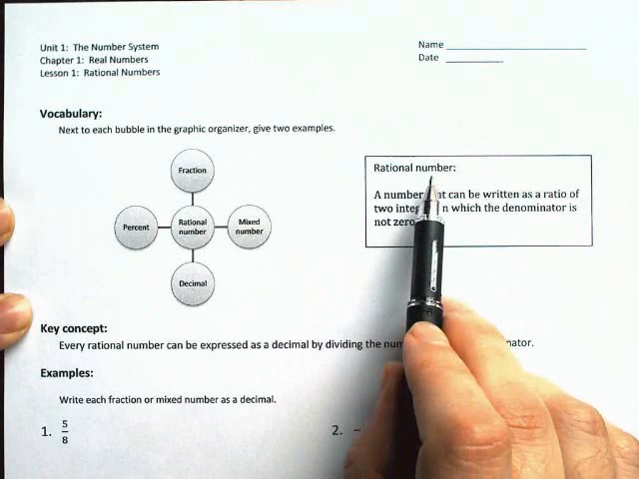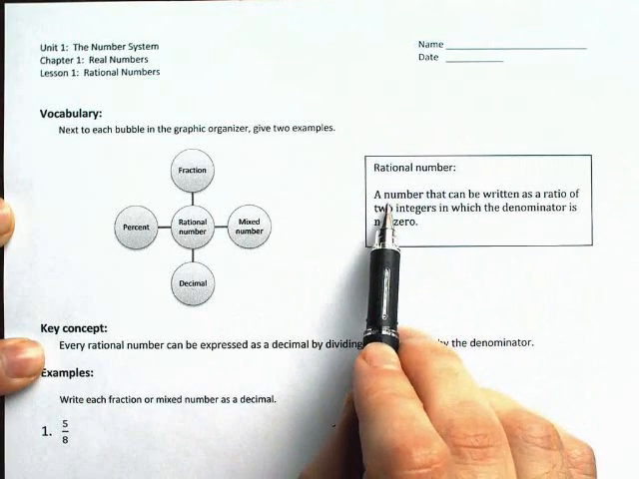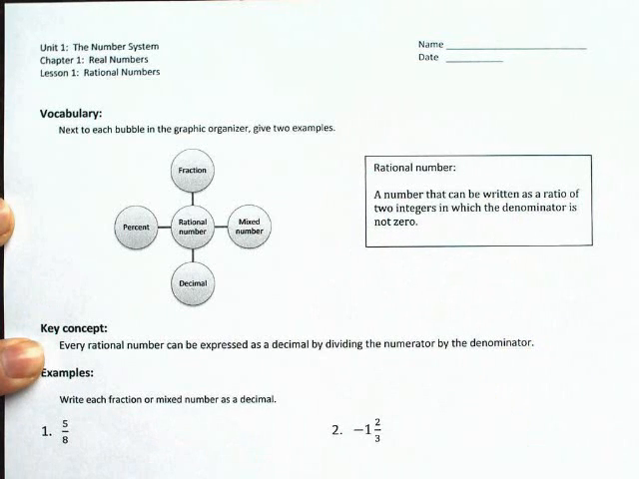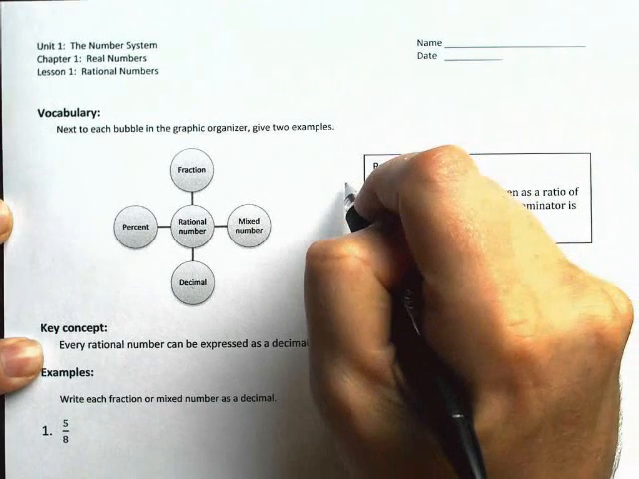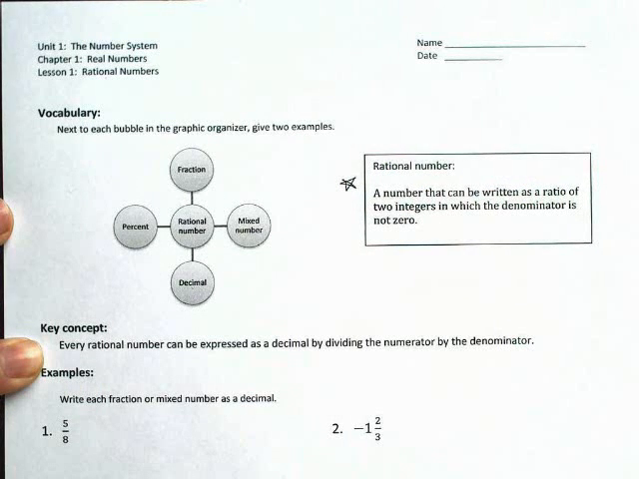Okay. Over here on the side of the notes page is the definition of a rational number. A rational number is a number that can be written as a ratio of two integers in which the denominator is not zero. You might want to put a star by this on your note page. It's important to learn that definition.